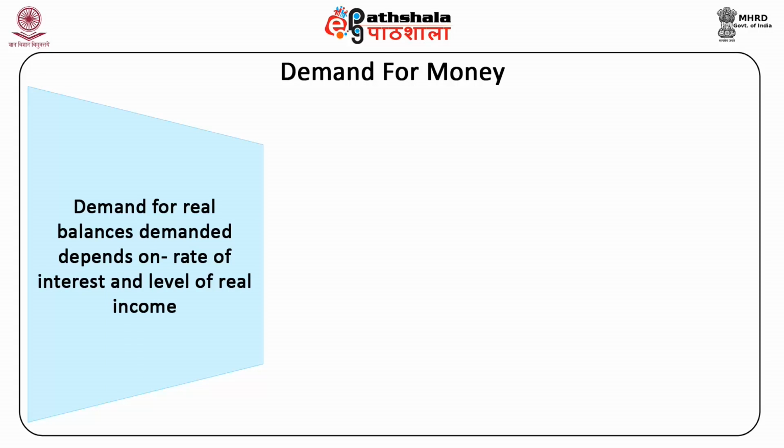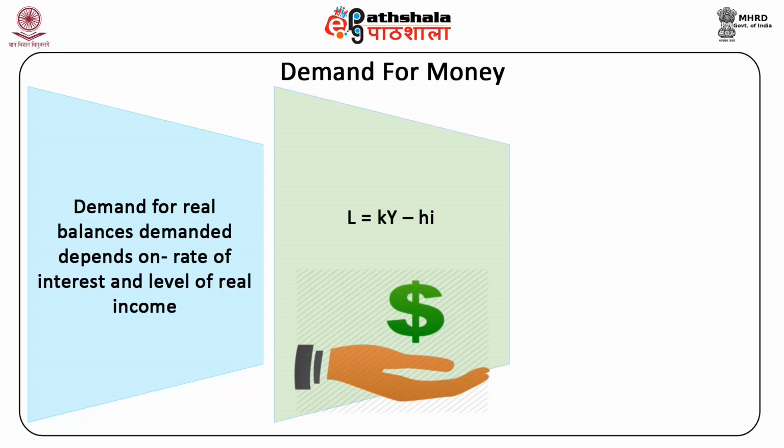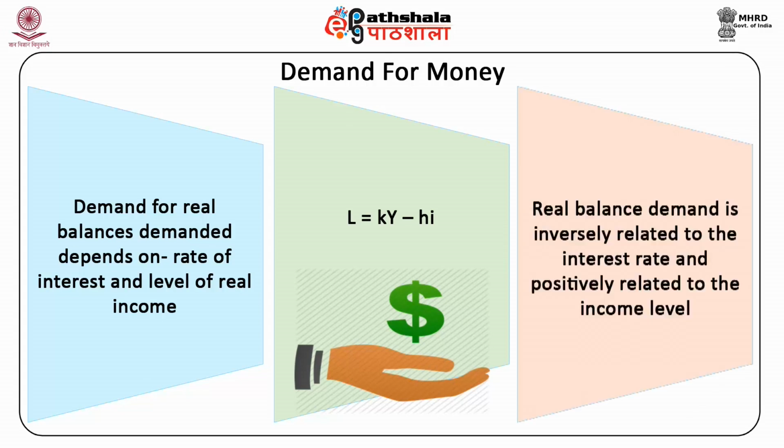The demand for real balances thus depends on two things: the rate of interest and the level of real income. The demand for real balances L can be written as L = Ky - Hi. The coefficients K and H reflect the income sensitivity and interest rate sensitivity of the demand for real balances respectively. This implies that real balance demand is inversely related to the interest rate and positively related to the income level.